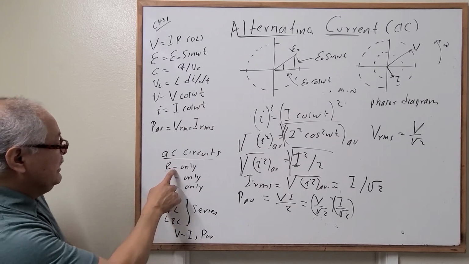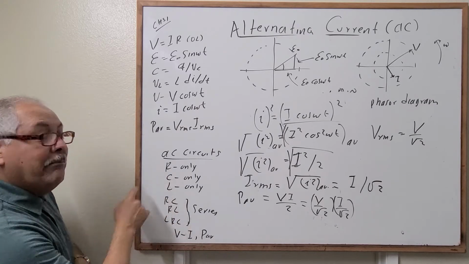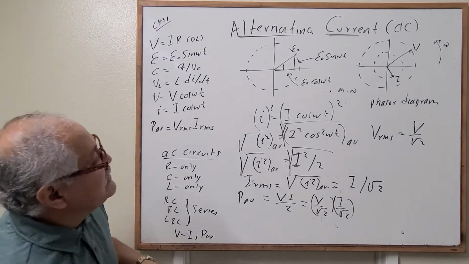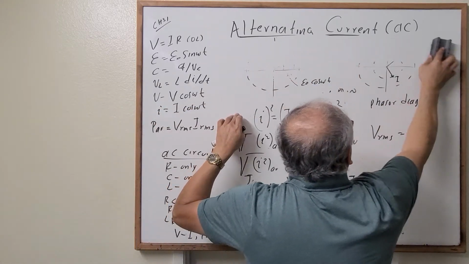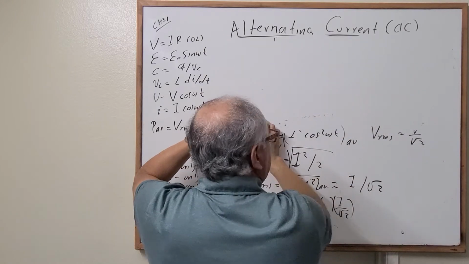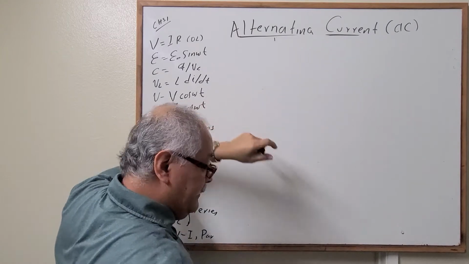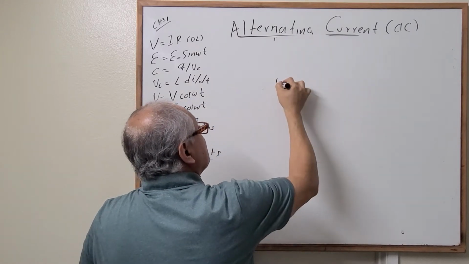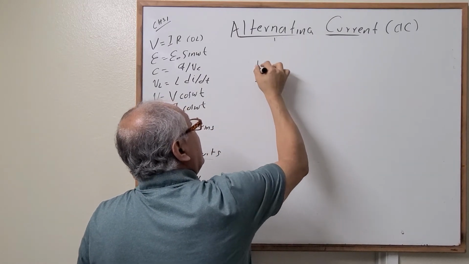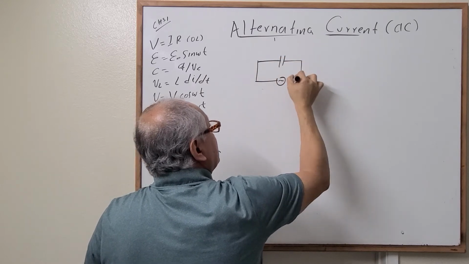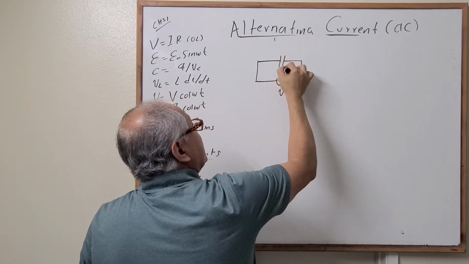With this we finish the AC circuit using resistor only. Let's go to capacitor only. Imagine that this is the circuit. So we have the source and we have the capacitor. Correct? This is the capacitance.